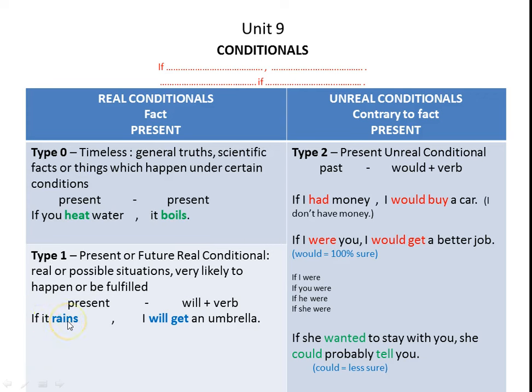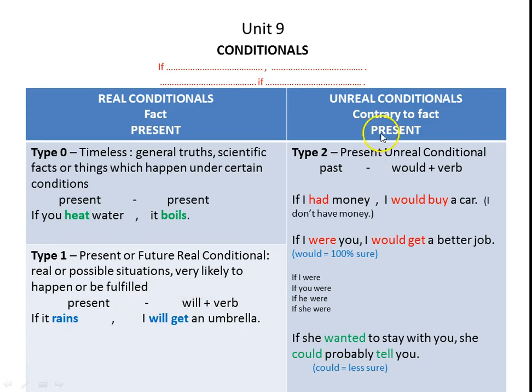If it rains, the verb is in the present form. I will get an umbrella. You use in the independent clause will plus get, the verb in its base form.